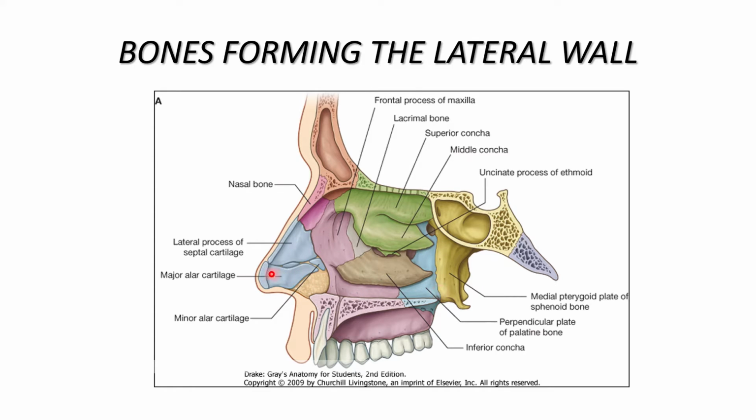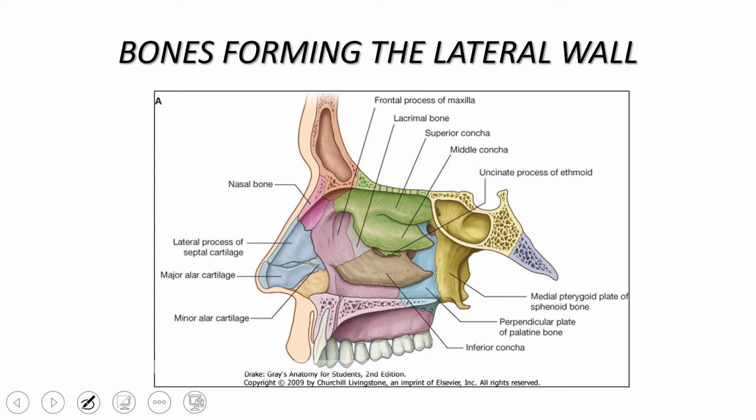The anterior and the inferior part of the lateral wall, here as we can see, are made up of the cartilages which include the septal and the alar cartilages. Rest of the entire lateral wall is bony, which is limited above by the nasal roof and below by the palate, mainly the hard palate, separating the nasal from the oral cavity below. So these are the bones which make up the lateral wall.